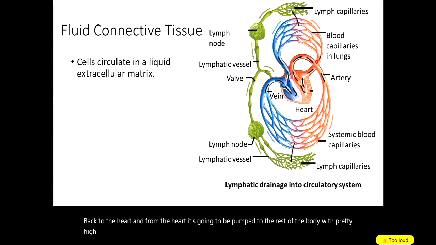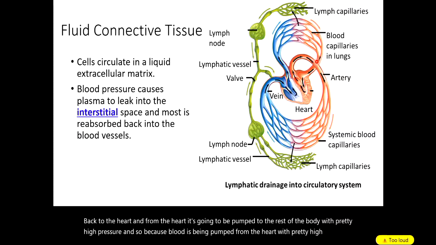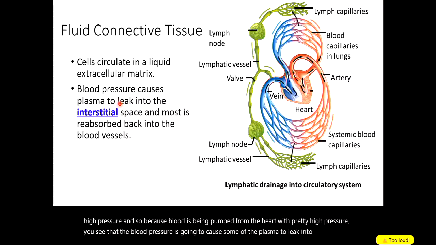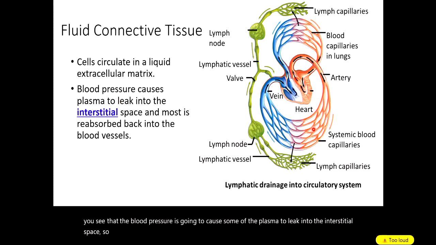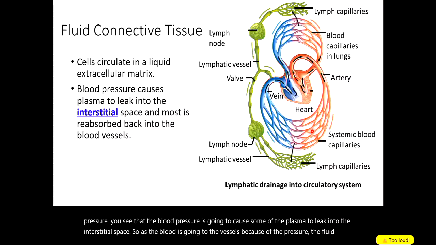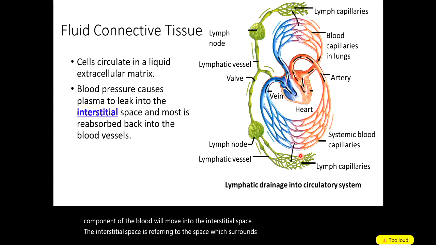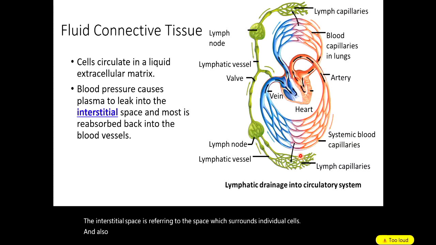And because blood is being pumped from the heart with pretty high pressure, the blood pressure is going to cause some of the plasma to leak into the interstitial space. So as the blood is flowing through the vessels, because of the pressure, the fluid component of the blood will move into the interstitial space. The interstitial space is referring to the space which surrounds individual cells and also the space surrounding the blood vessels. So that is the interstitial space.